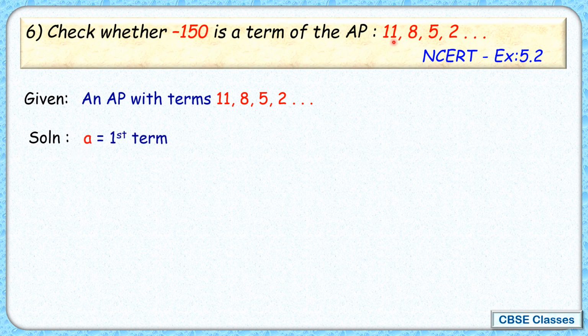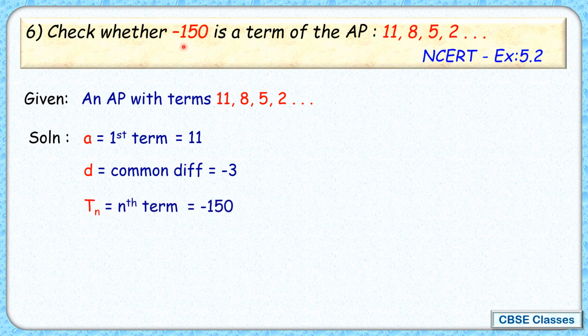So we'll start by assuming that A is the first term of this AP, which is given as 11. D is the common difference of this AP, which is 8 minus 11 or -3. And let's assume that -150 is the nth term of this AP. So Tn, that's the nth term, we are assuming it is -150.